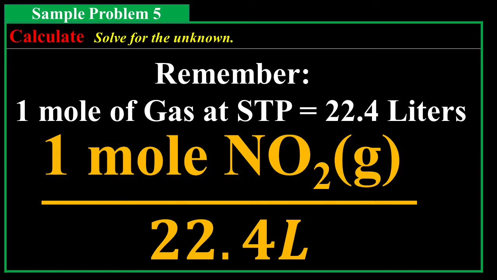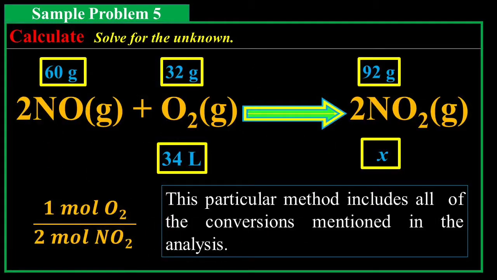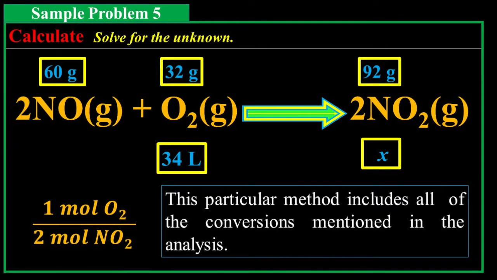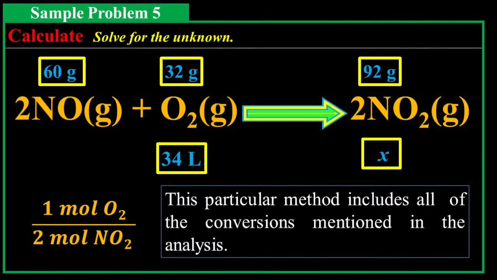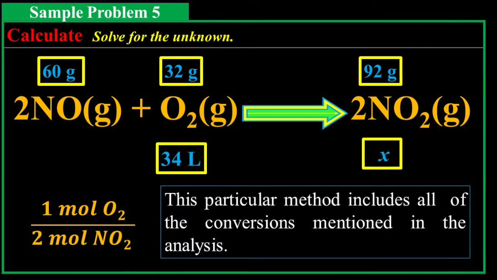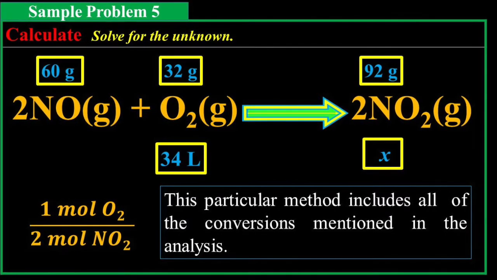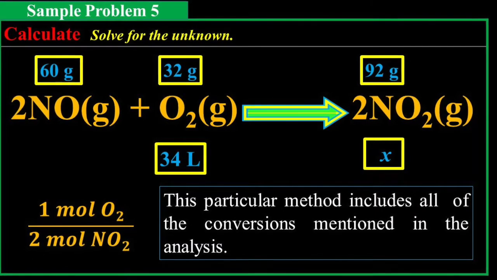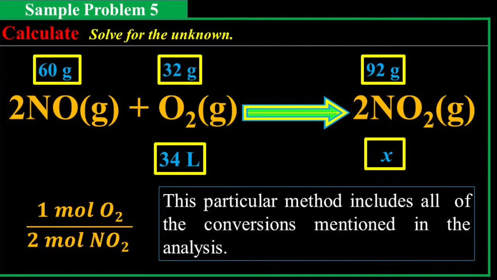Here is a ratio that we'll use often. Remember, 1 mole of gas at STP equals 22.4 liters, and the conversion factor would be 1 mole of nitrogen dioxide gas over 22.4 liters. Remember, that's STP. So let's put to good use this conversion factor when we're looking at this problem. This particular method includes all the conversions mentioned in the analysis. So here we have 2 moles of nitrogen monoxide, 1 mole of oxygen, and 2 moles of nitrogen dioxide. We're going to focus in on oxygen and nitrogen dioxide.